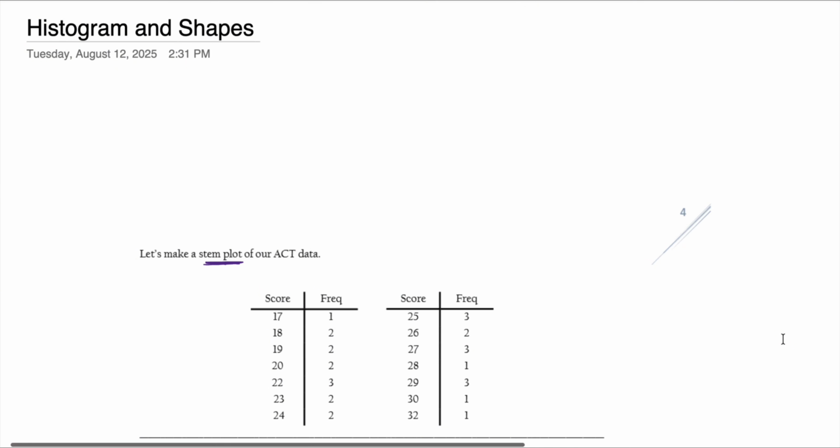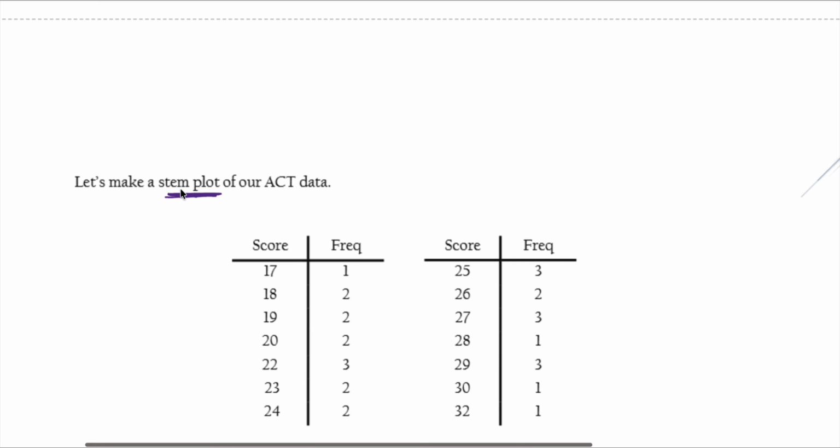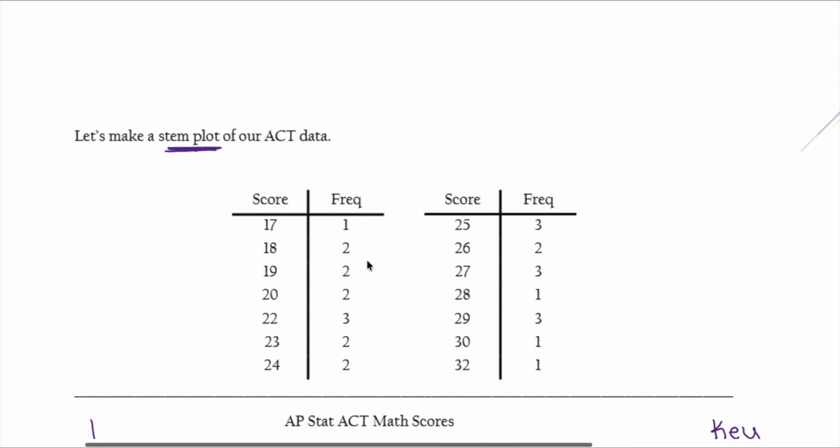And in the last video, we introduced AP Statistics and how to draw a Stemplot, and also categorical and quantitative data, like variables. In this video, we're going to start by drawing a Stemplot together for the question that we introduced in the last video. If you remember, we're asked to draw a Stemplot of the ACT data that has been collected for the AP Stats math scores.